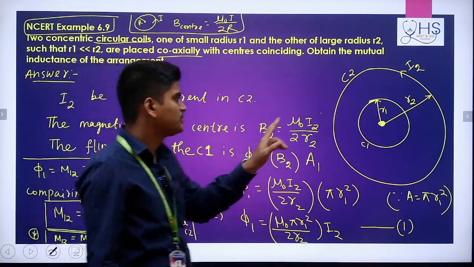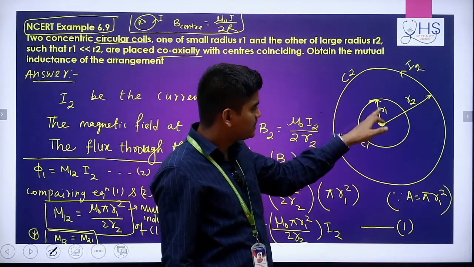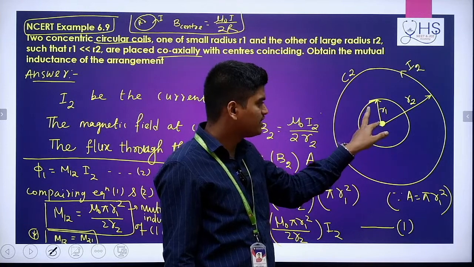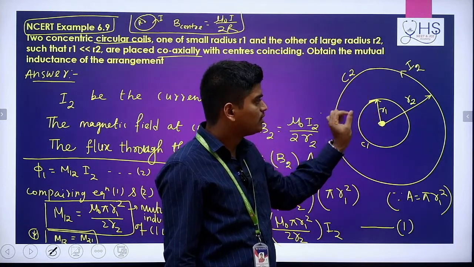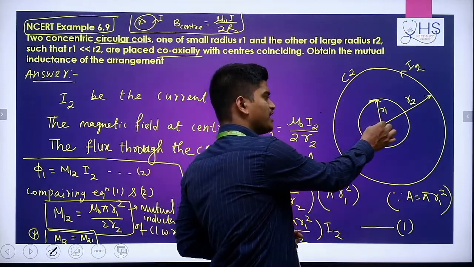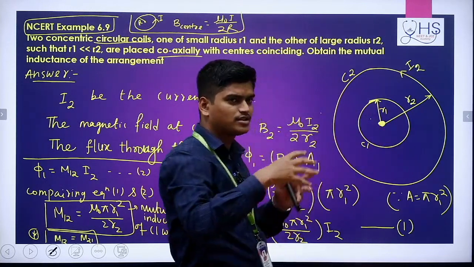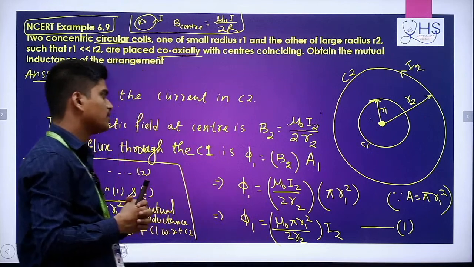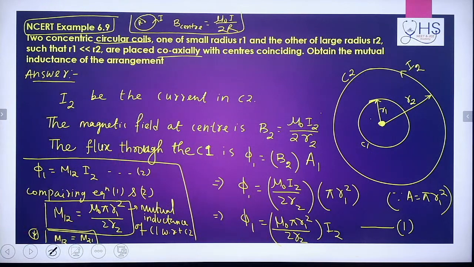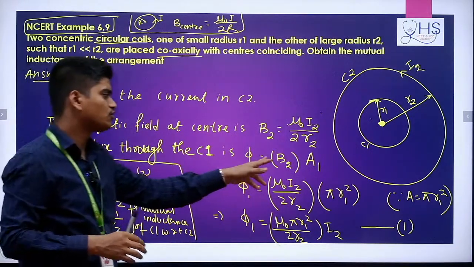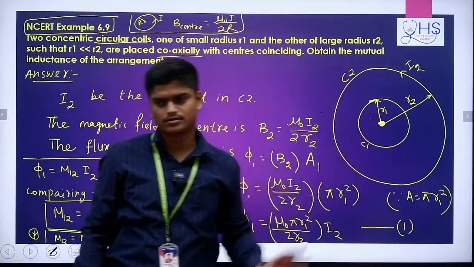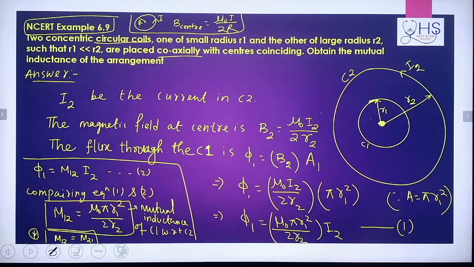Okay, because if this coil is not exactly at the center and has some radius, then what about here, what about here? Then variation of magnetic field will happen. So what I'll tell is that the magnetic field B2 is uniform throughout this area. Okay, so that type of things you can understand. So that consideration we have taken.